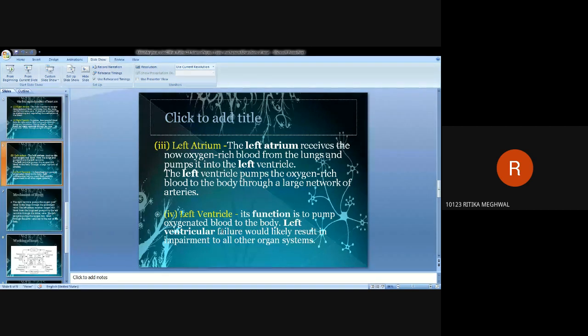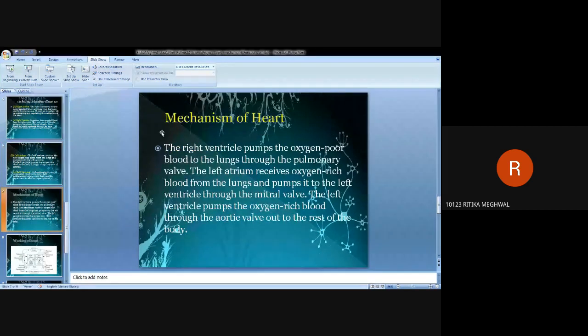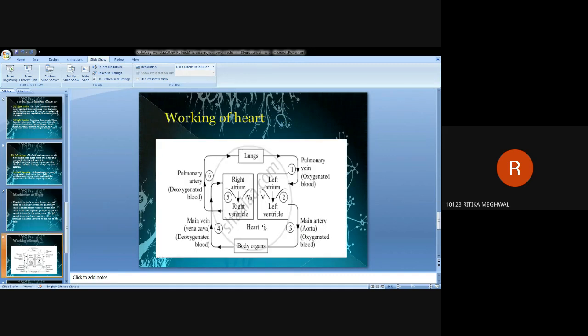Its function is to pump oxygenated blood to the body. Left ventricular failure would likely result in impairment to all other organ systems. Next, mechanism of the heart. The right ventricle pumps the oxygen-poor blood to the lungs through the pulmonary valve. The right atrium receives oxygen-rich blood from the lungs and pumps it to the left ventricle. Through the mitral valve, the left ventricle pumps the oxygen-rich blood through the aortic valve out to the rest of the body. Now you can see the working of the heart.